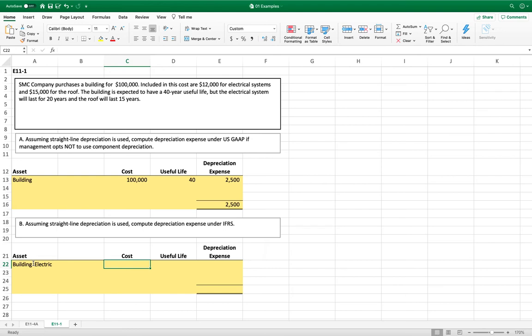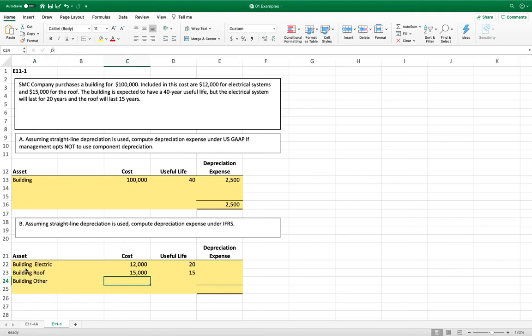All right, so the cost of our electrical system was $12,000. And our useful life for that one was 20 years. Now, they also said that we have a $15,000 roof. Okay, so we're going to add that as our next component, building, roof. And that cost $15,000, and it has an expected life of 15 years. So those are the only two components they told us about. So then what's left over? Well, everything else. So now we have the building other.